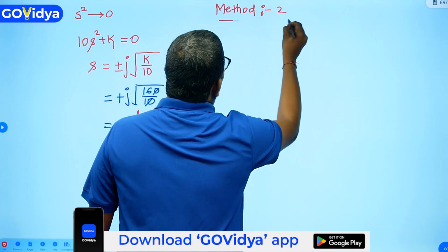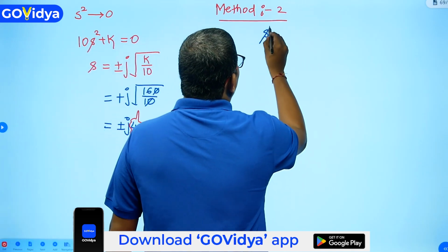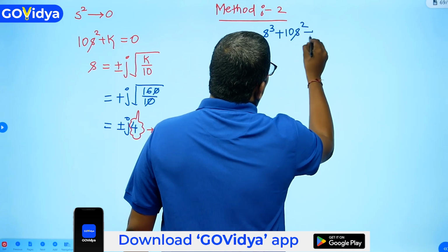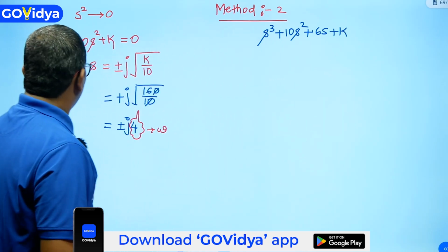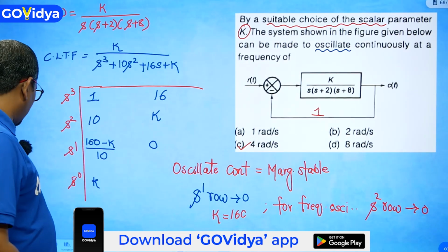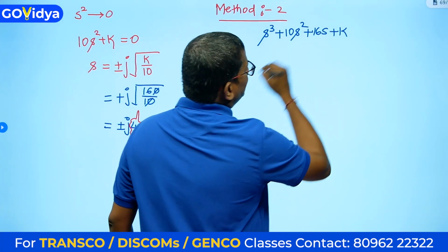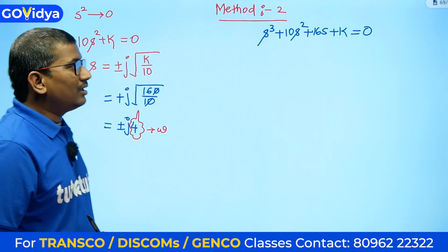Method 2. What is method 2? First take the characteristic equation. S cube plus 10s square plus 16s plus k. This is the characteristic equation, right?